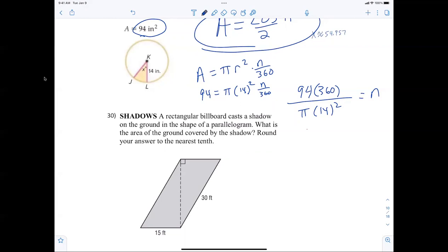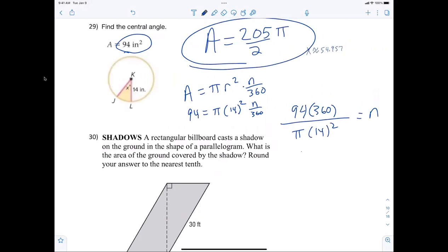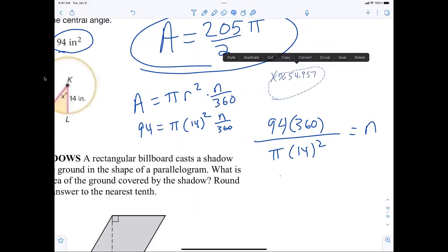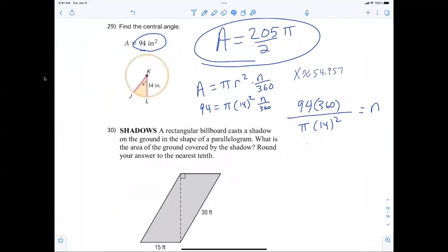Good. Sebastian was nervous. What is that answer? Come on, you guys all have calculators. 54.957. Okay, he got lucky. That is correct. Yes, I agree. It was luck. I did it by doing 94 equals 196 pi times x over 360. And then I got x over 360 equals a small decimal. Yeah. You're fine. It doesn't matter how you do the order of operations, right? It's all multiplying and dividing. You agree? Okay.